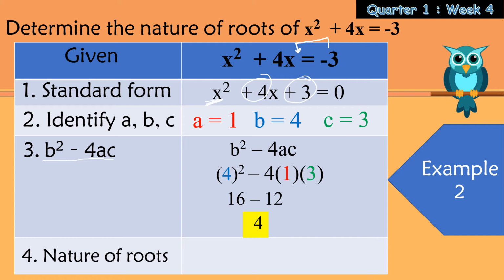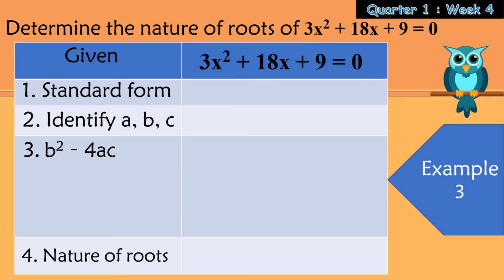4, or the value of our discriminant, is greater than 0, and 4 is a perfect square. So therefore, the nature of roots of our quadratic equation is rational but not equal. Okay? So, ang value ng ating discriminant dito ay greater than 0 at siya po ay perfect square. Kaya po ang root ay rational but not equal.